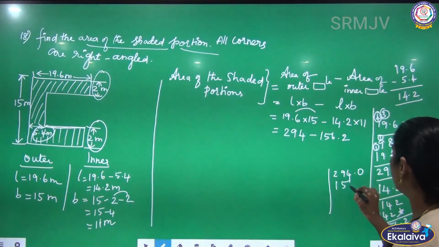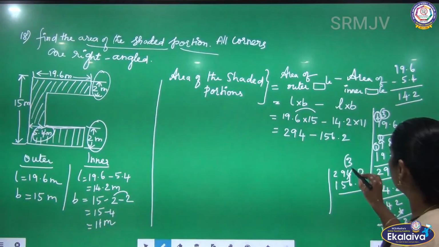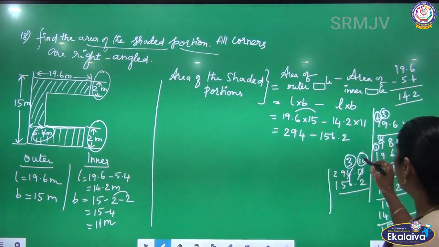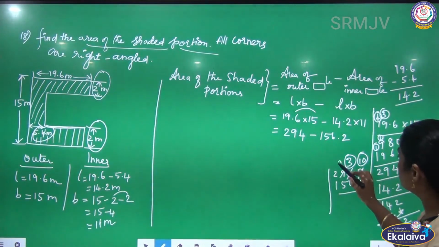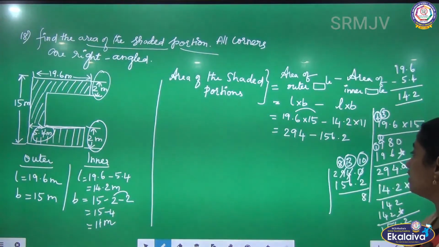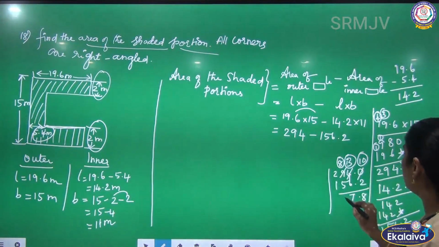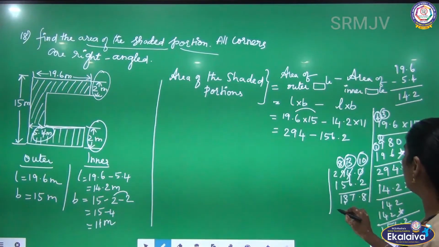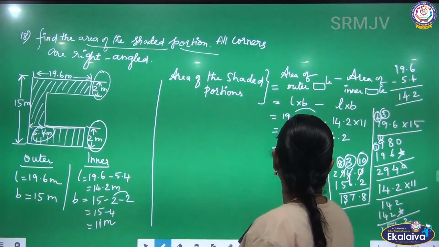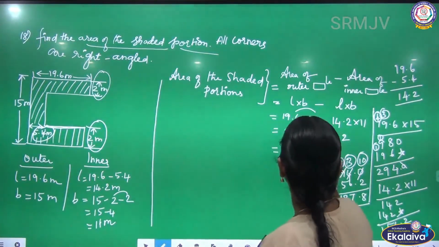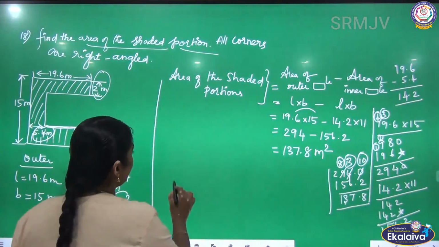294.0, 156.2. Listen, just you borrow, then this becomes what? 3 and this is 10. 10 minus 2, 8. 3 minus 6, no, so borrow from here, then this becomes 13. 13 minus 6 is 7. 8 minus 5, 3. 2 minus 1, 1. So listen, 137.8, what is the unit they are given here? Meter square. Now I am going to write the answer.